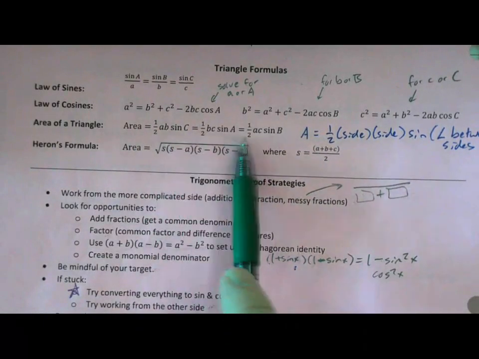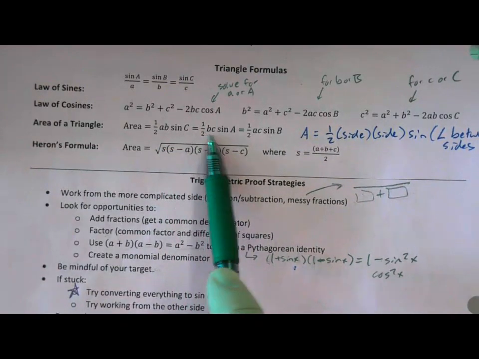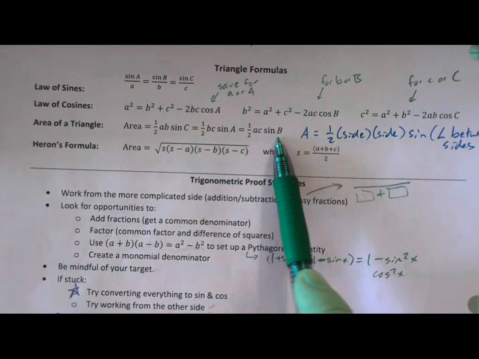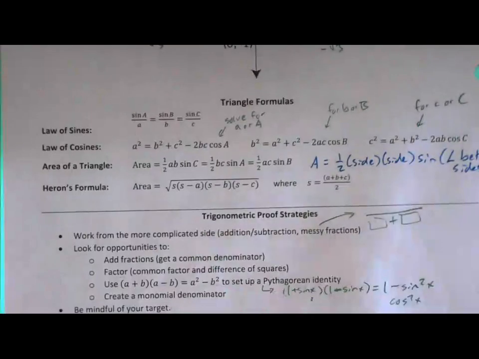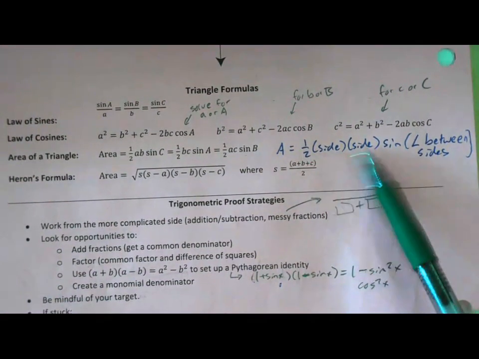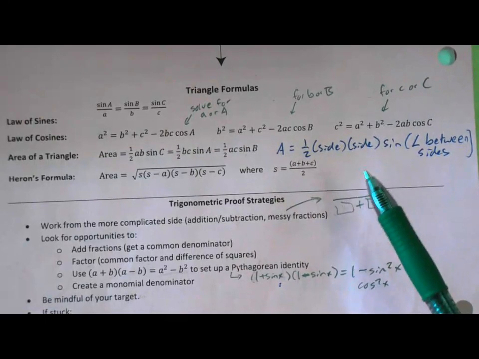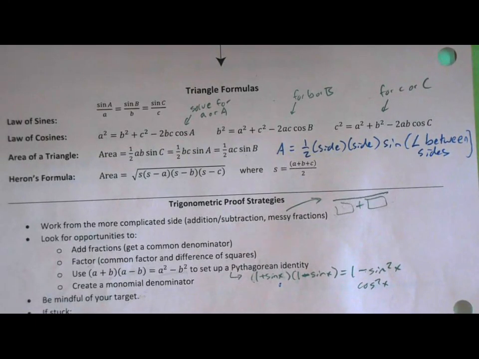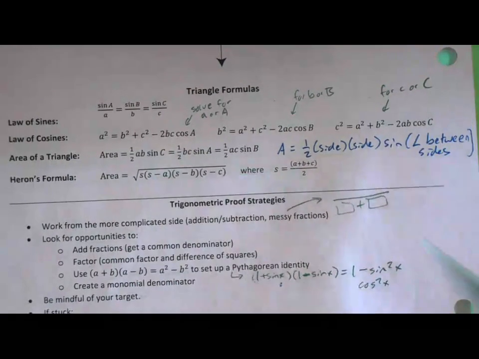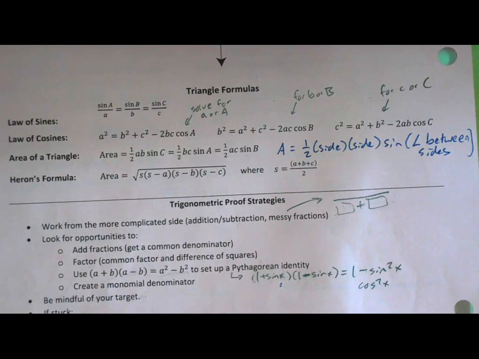There's 3 different versions of this first one: 1/2 AB sine C, 1/2 BC sine A, 1/2 AC sine B. Here's how I remember it when I was forced to memorize it. It's always 1/2 times 2 of the sides, and then times the angle that's in between those 2 sides. The area of a triangle is 1/2 times 2 of the sides. Doesn't matter whether it's AB or BC or AC. But whatever 2 sides you have, then the angle has to be the angle that's in between those 2 sides.